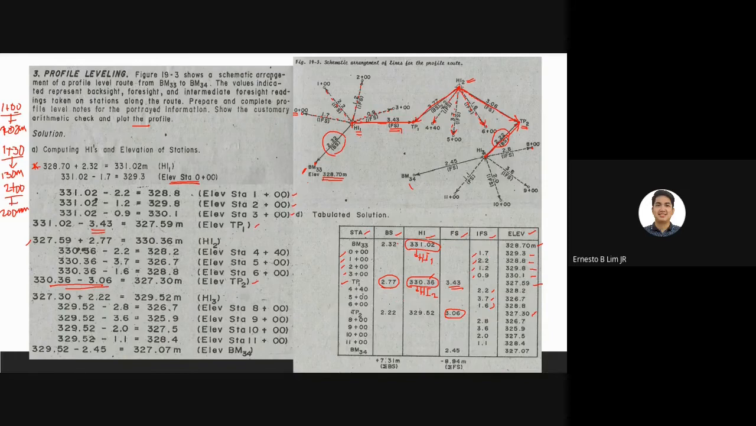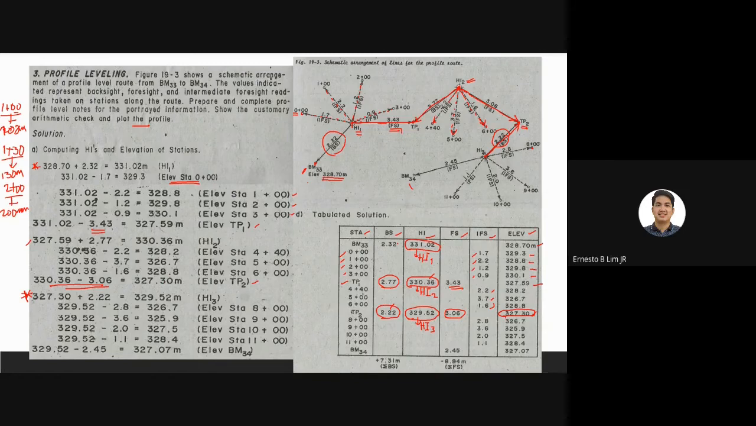Okay, so after getting the backside, since you have the elevation for TP2, then elevation for TP2 plus the backside, you will have your height of the instrument 3. Okay, so this is the equation there. So 327.3 plus the backside 2.22. So HI3 is 239.52 meters.